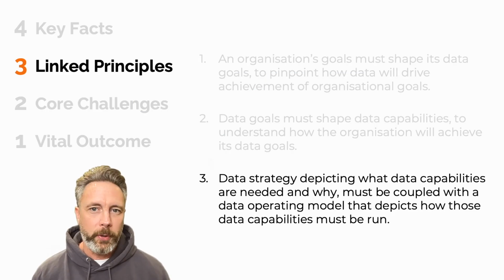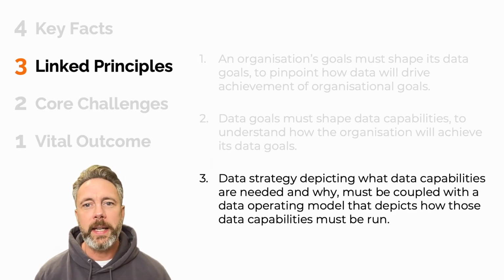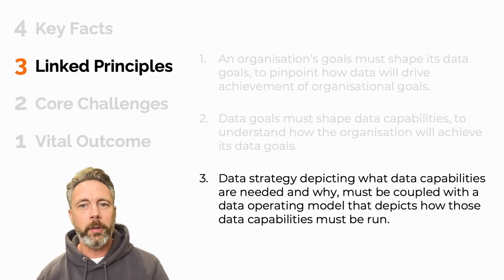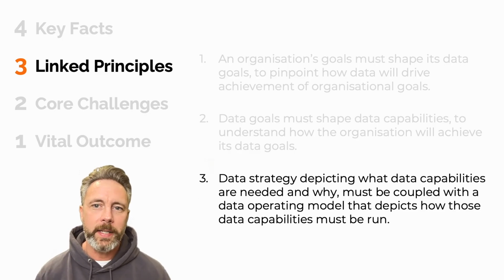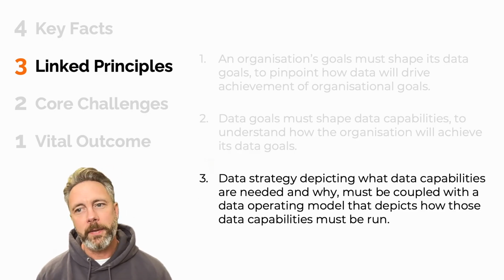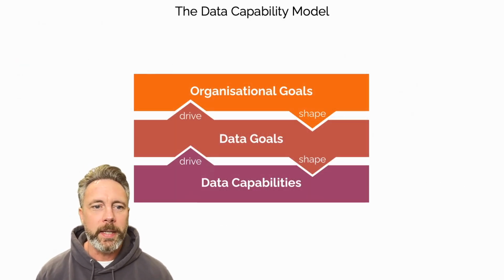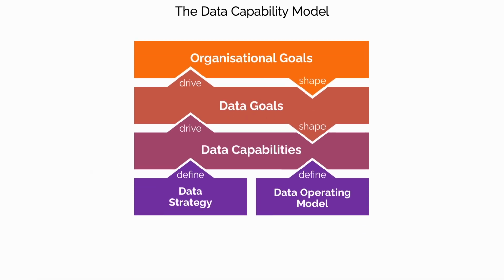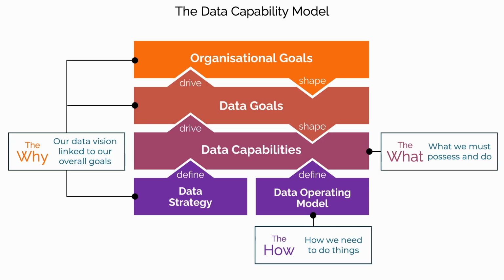So final principle number 3, data strategy depicting what data capabilities are needed and why must be coupled with a data operating model that depicts how those data capabilities must be run. Again, if we go back to our data capability model, we can see those 2 elements on here. So we have a data strategy, which is all about why. So our data vision, as it says, linked to our overall goals.